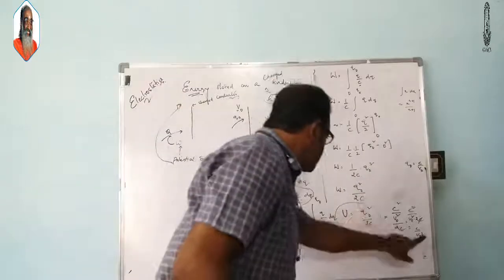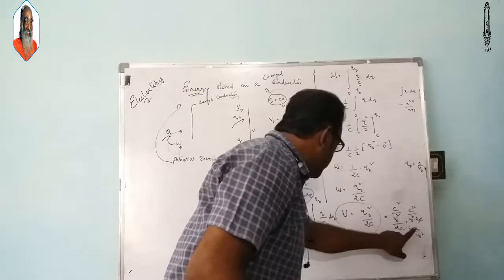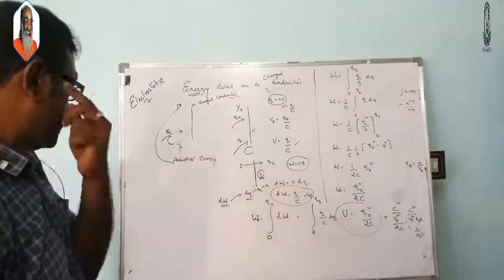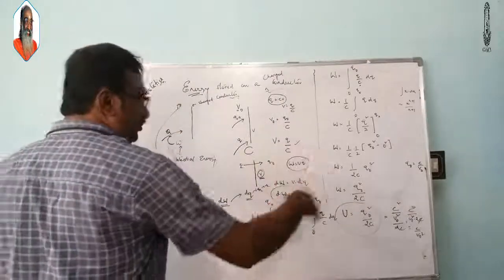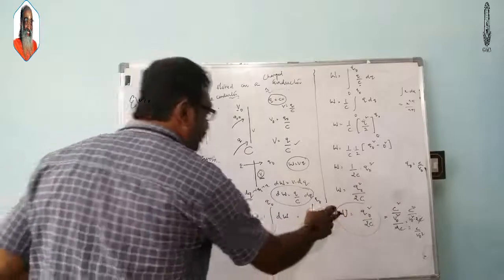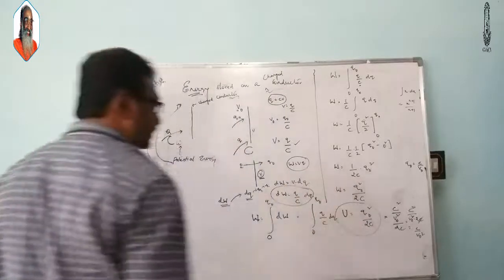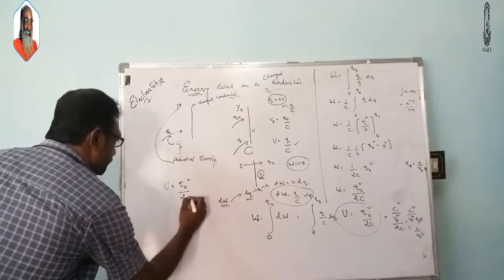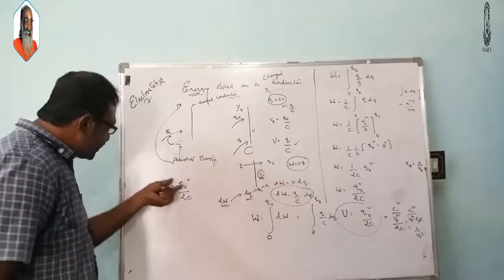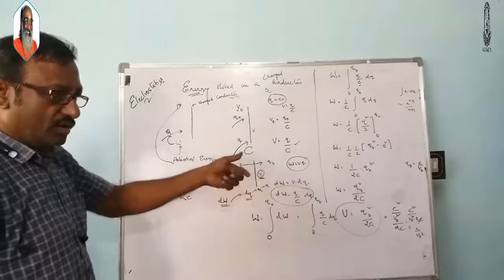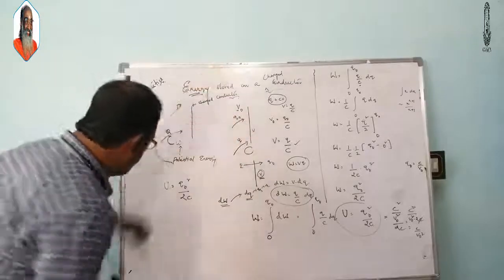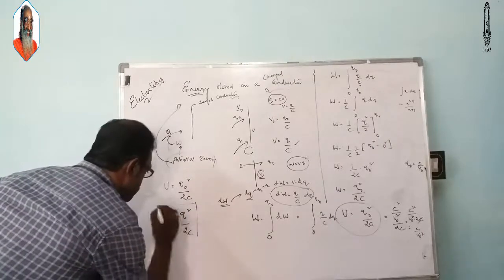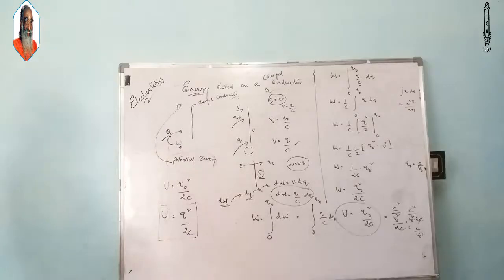This cancels, so it is half C V naught square. So this expression is now in the form of capacitance and the potential. And just like this, we can convert the expression to whatever we require using the relation U is equal to Q naught square by 2C. This is when we charge it to Q naught, whose capacitance is C. Suppose if you are charging it to Q, U is equal to Q square by 2C. So this is the energy stored in a charged conductor.